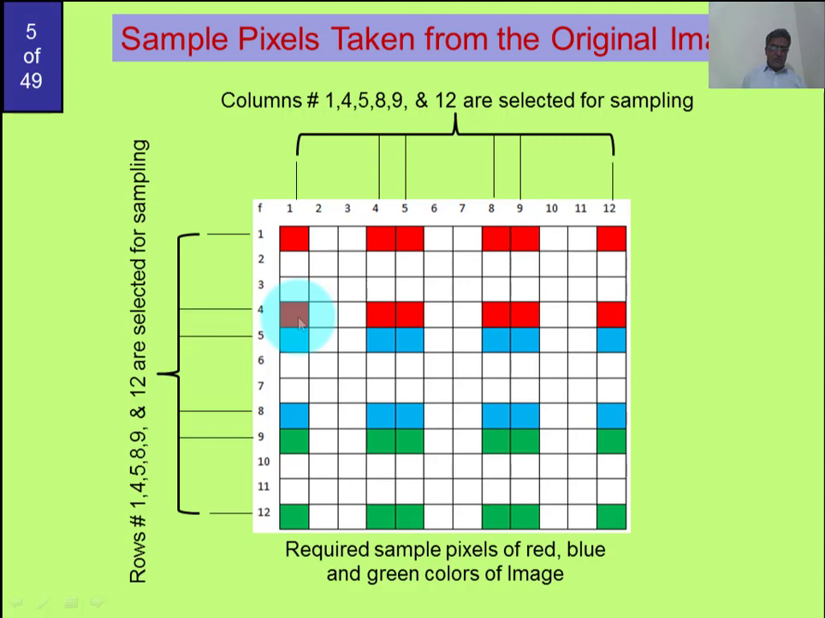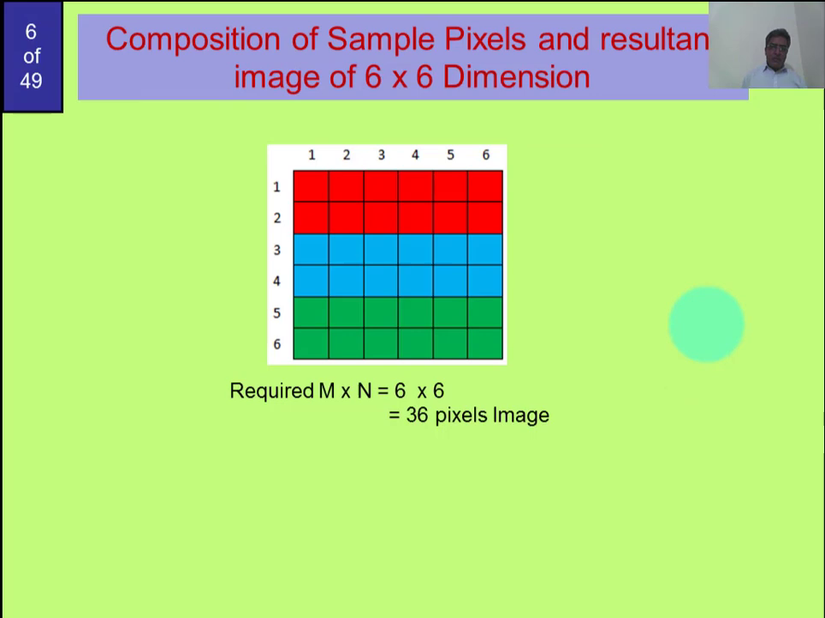The rest of the pixels are a larger amount, and we are ignoring those pixels and just considering the pixels shown in the image on the current slide. These are the required sample pixels of red, blue and green colors of the image. In the next slides, we have composed those pixels which we have taken as samples.